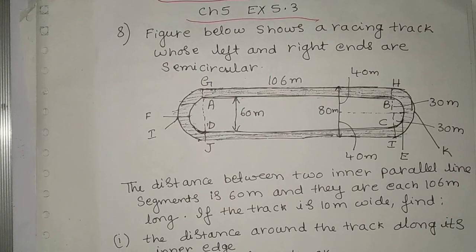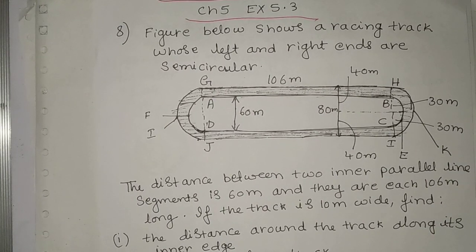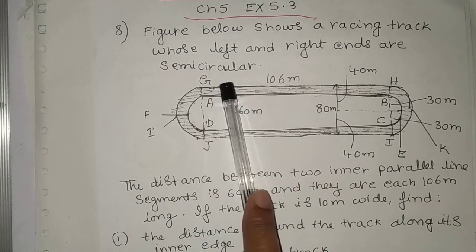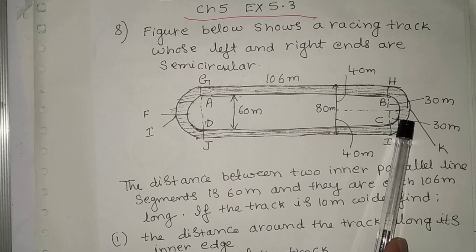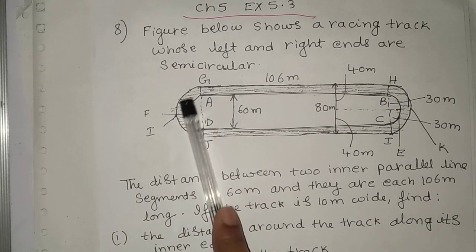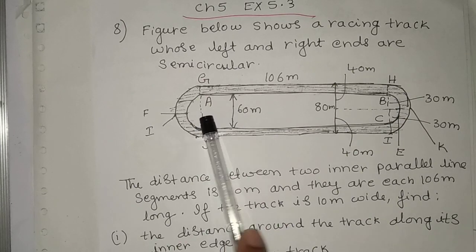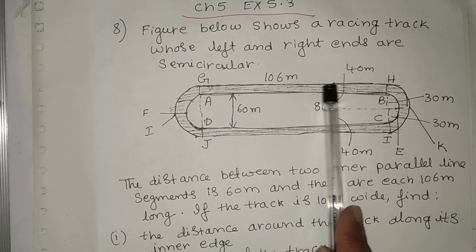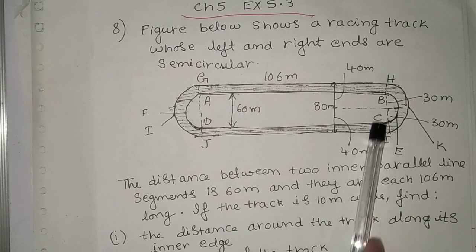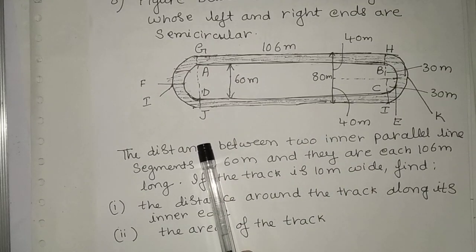So the 8th problem is a track. The figure below shows a racing track whose left and right ends are semicircles. As we know, this track will be a rectangular form with semicircles at both ends. So this is a track, this is a rectangle, and these are semicircles. We'll read out the question.